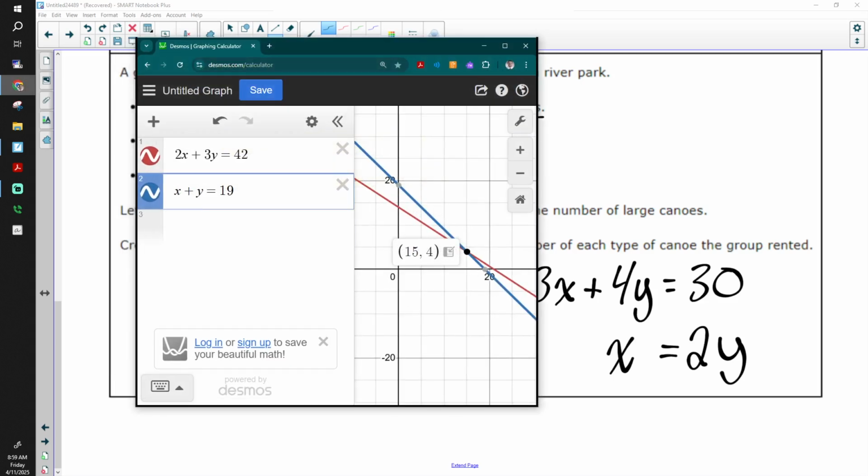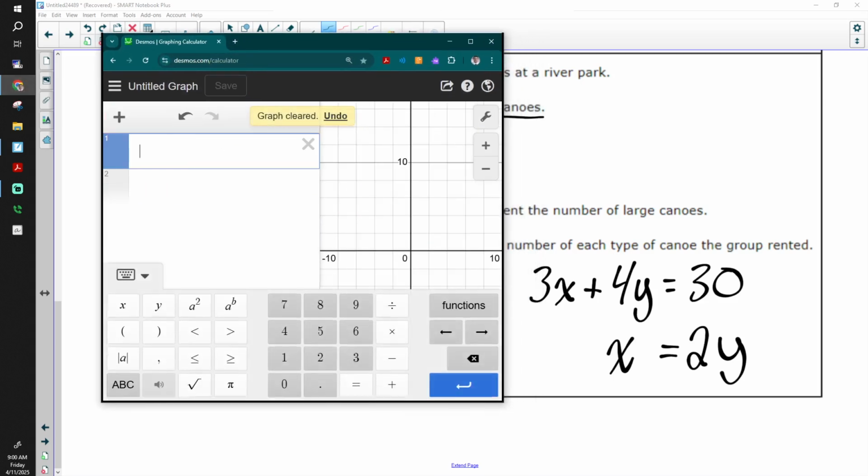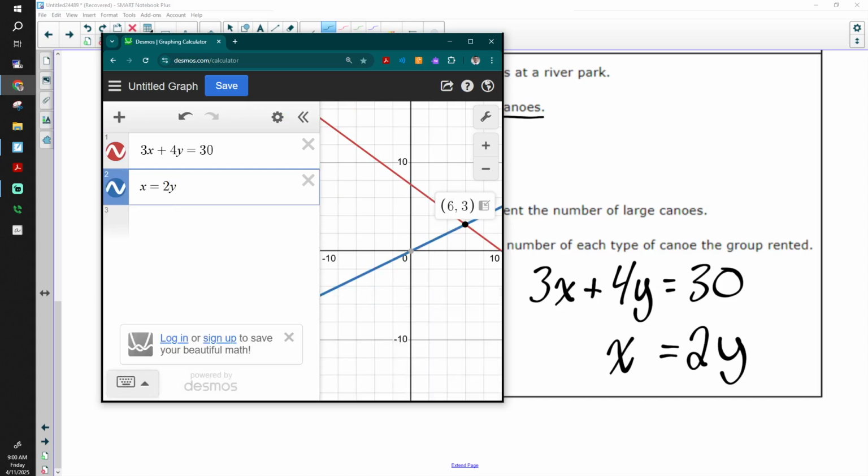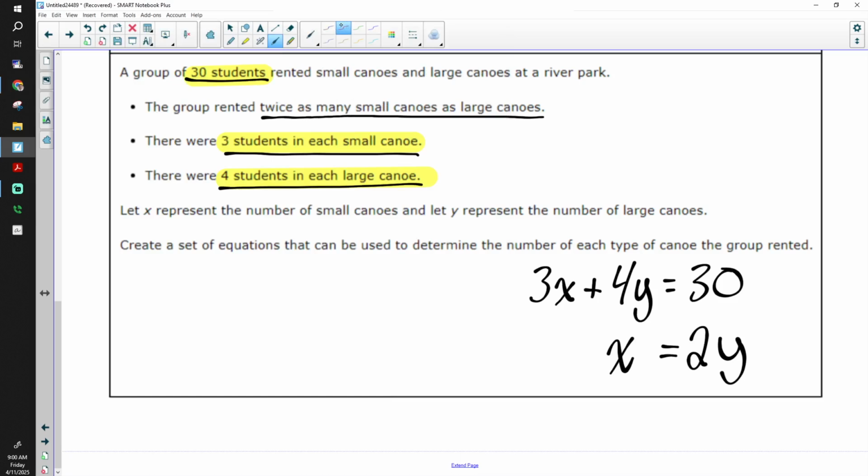Here are our 2 equations, and we're going to put them into Desmos to find where they intersect. 3x plus 4y equals 30, and x equals 2y. This means there are 6 small and 3 large.